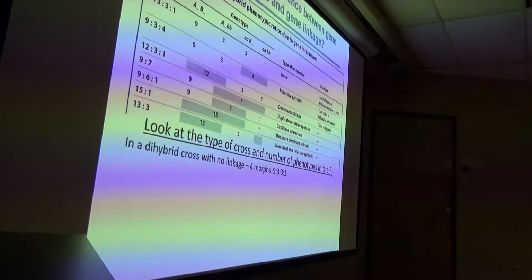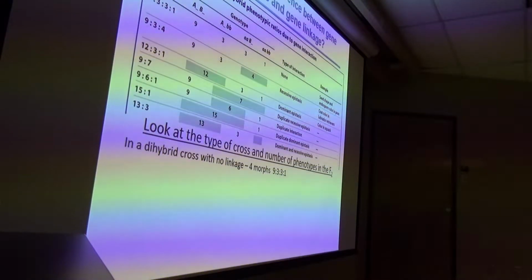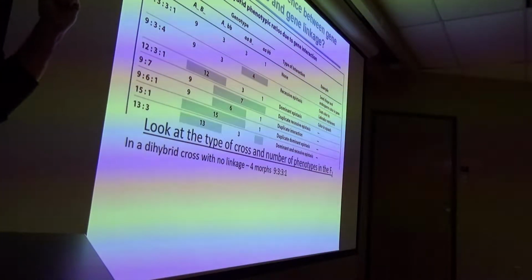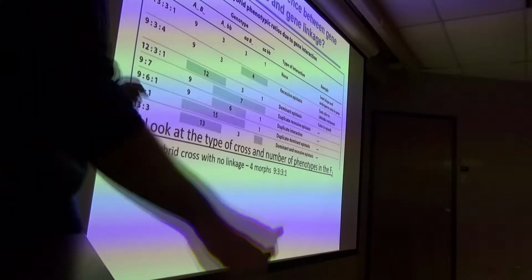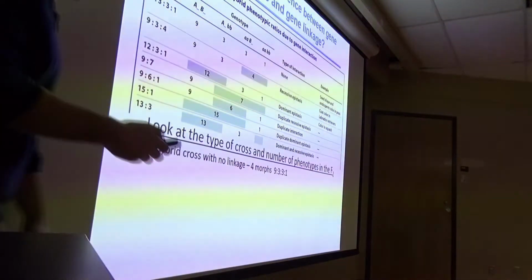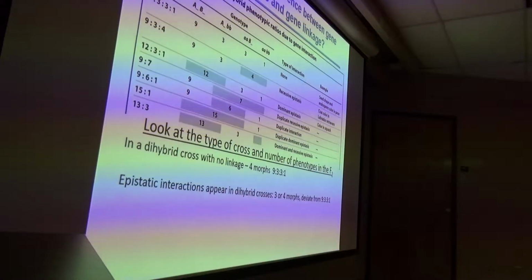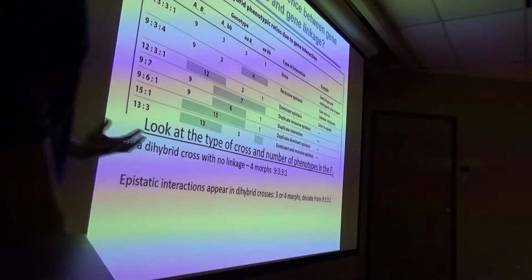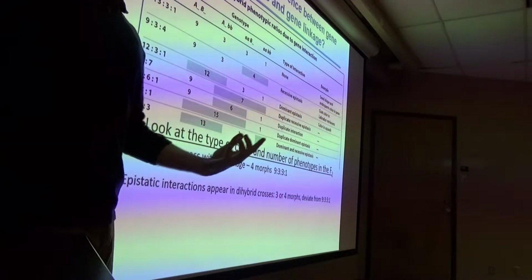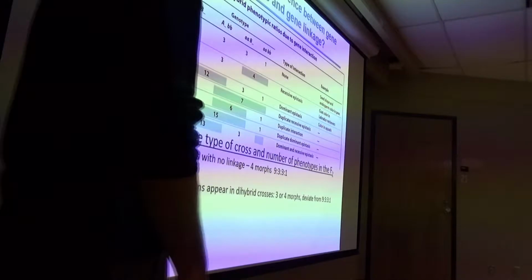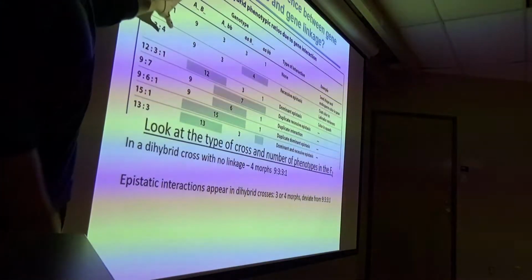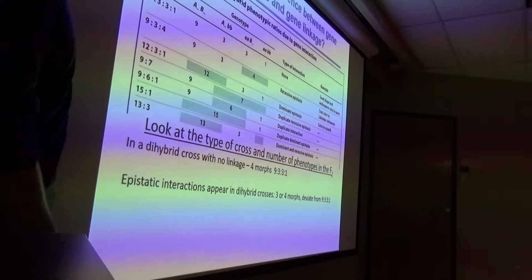And we can think about this in terms of morphs. So in a dihybrid cross with no linkage and 4 morphs, with the genes on different chromosomes, we get that perfect 9:3:3:1 ratio in the F2 generation. However, when we have these epistatic interactions, we get either 3 or 4 morphs, typically in one phenotype, if you can tell what that phenotype is, and they deviate from the 9:3:3:1. They deviate in a way that depends on what type of epistasis is occurring.